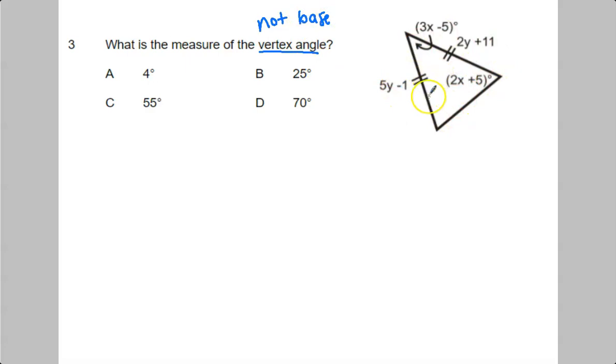So let's come over here to our picture. Let's figure out what these markings mean. We need to identify the base angles. And once we know what the base angles are, then we should be able to figure out that vertex angle.